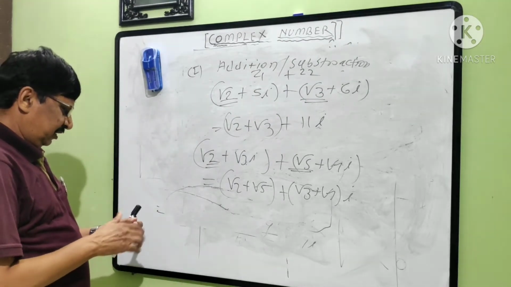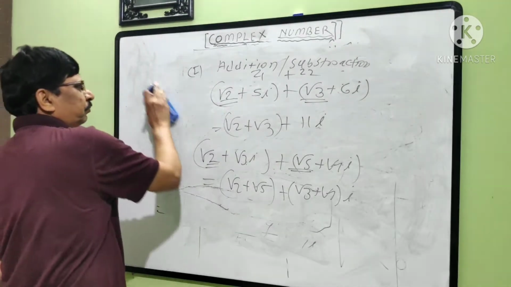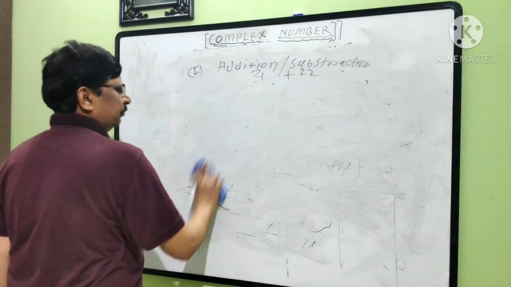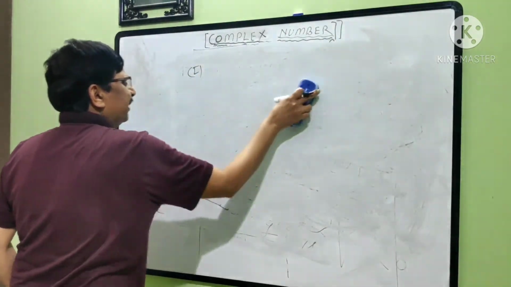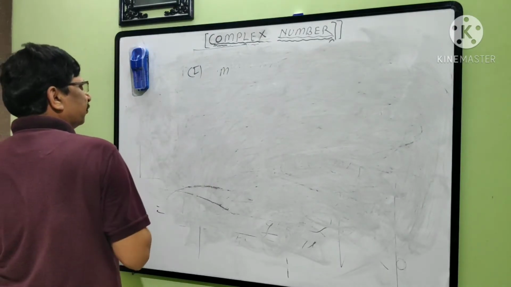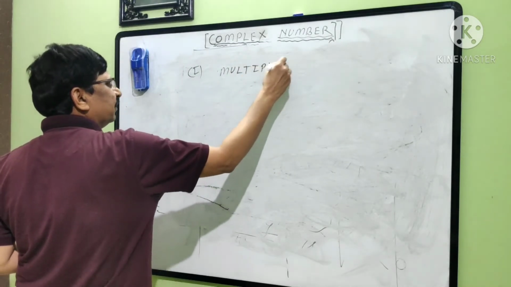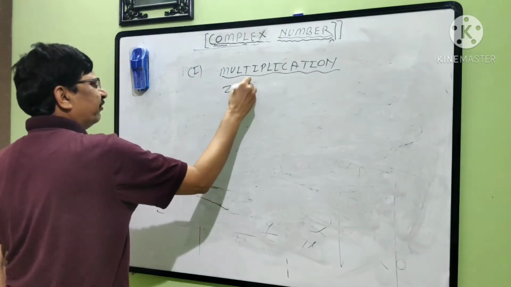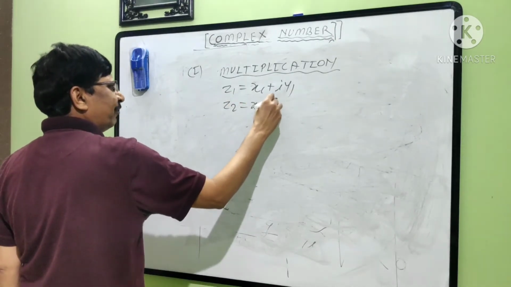Now I am going to explain multiplication. Now see, z1 is suppose x1 plus i y1 and z2 is suppose x2 plus i y2.